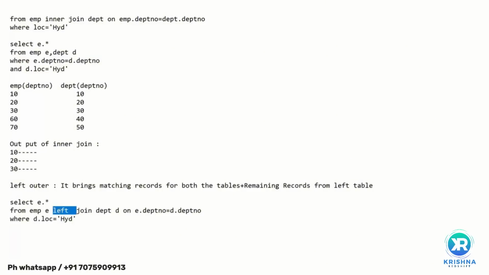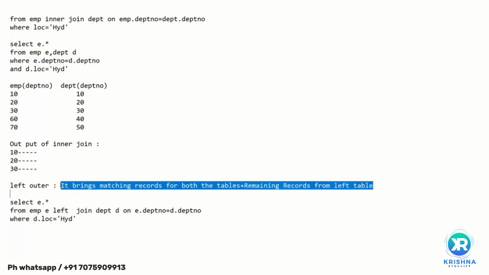In right outer join you will use right join. In full outer join you will use full join. That's it. Everything is same to same. But you should know what each join type will fetch. Left outer join will fetch matching records from both the tables plus remaining records from left table.